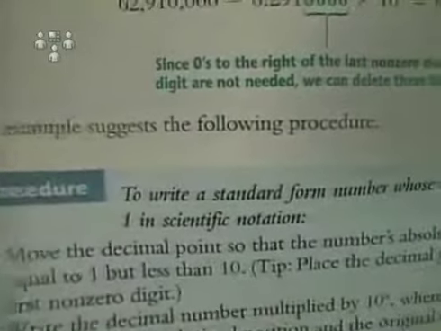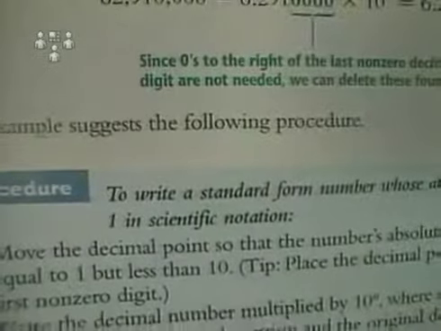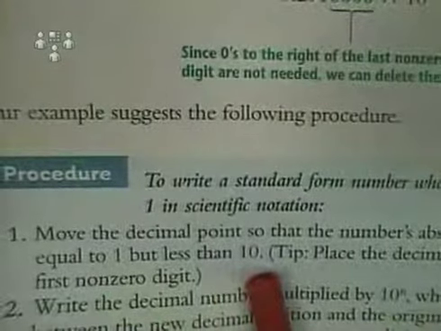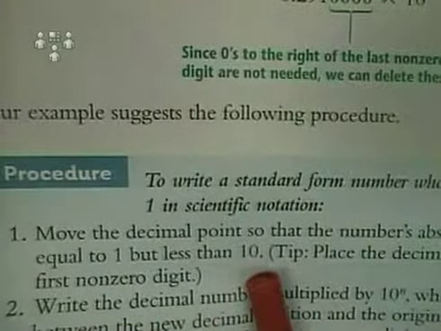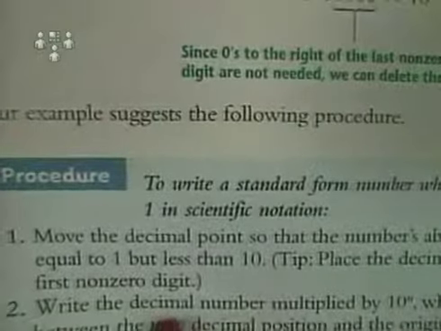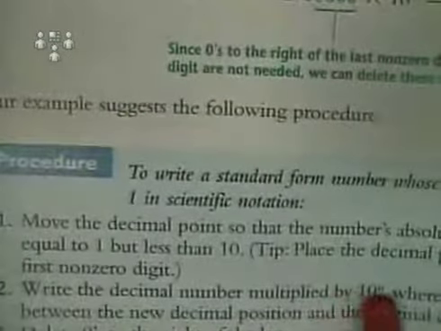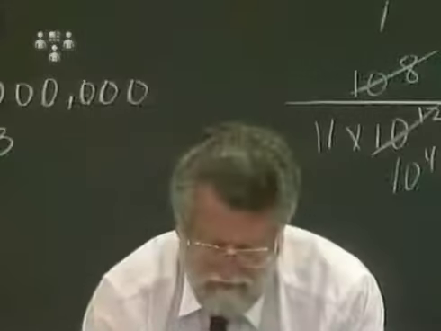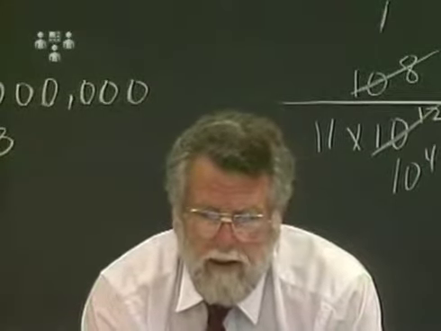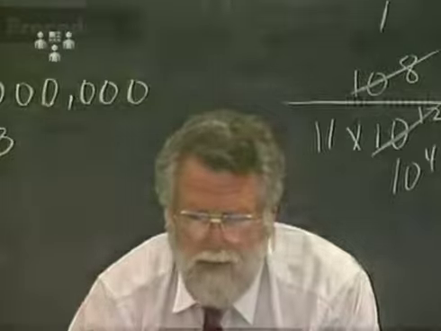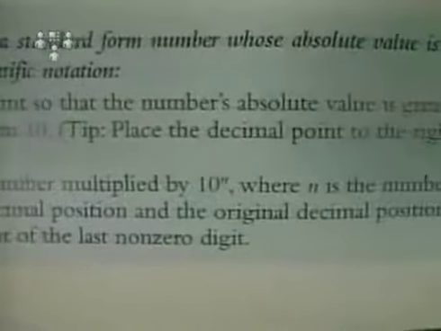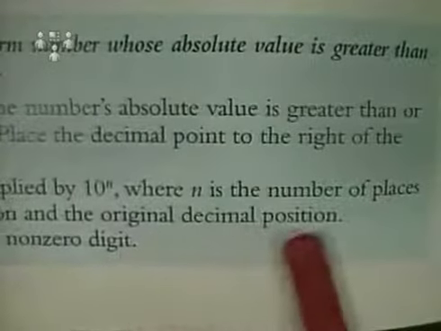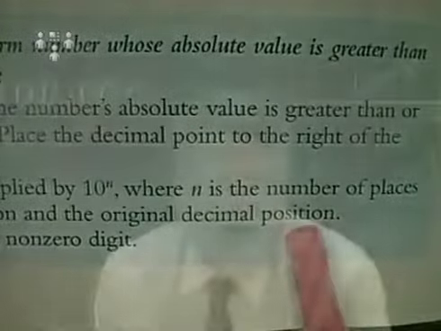And of course the idea is that the decimal point so that the first digit is between what? 1 and 10. Well, we had an 11, so we had to write it so it was a 1.1. Then we put the decimal point there. And then we multiply by what? A power of 10, where n is the number of places to get back to what? The original decimal position. I use the phrase in Math 10, getting back home.